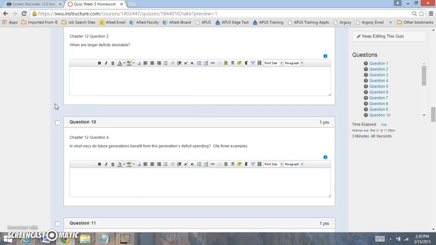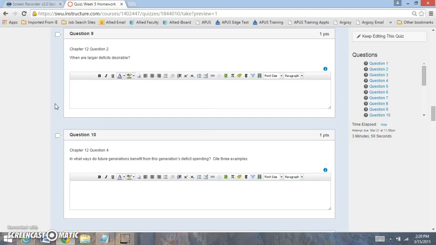When are larger deficits desirable? On this question, you want to focus on times when the economy is in a recession. When the economy is in a recession, you'll notice that we need to spend more money. That might be the only time it would be desirable.